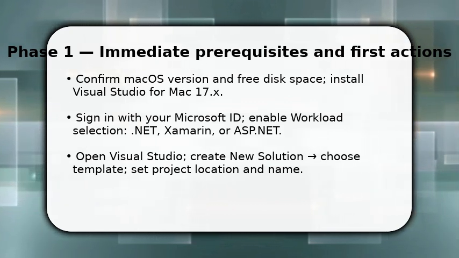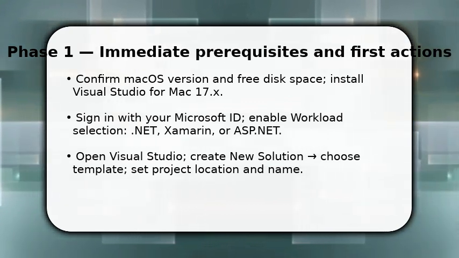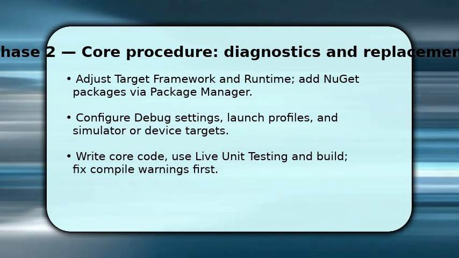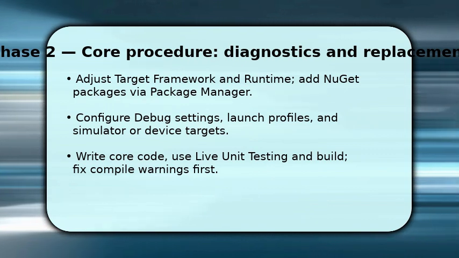Once the solution exists, configure the project, set target framework and runtime, then restore and add NuGet packages required by your app. Next, configure debug settings and create launch profiles for simulator or real device. This ensures predictable runs. Implement core features with short, testable commits, then build frequently to catch errors early.